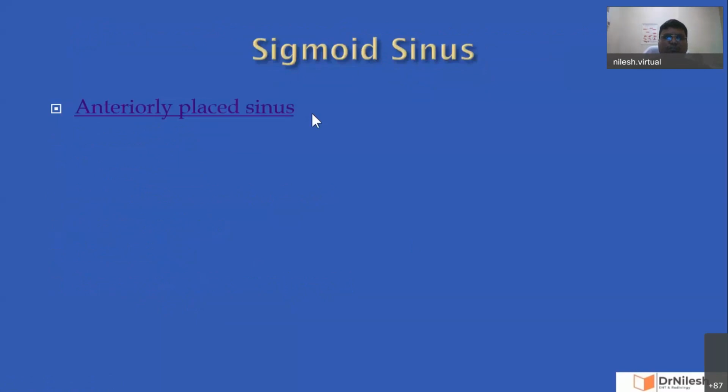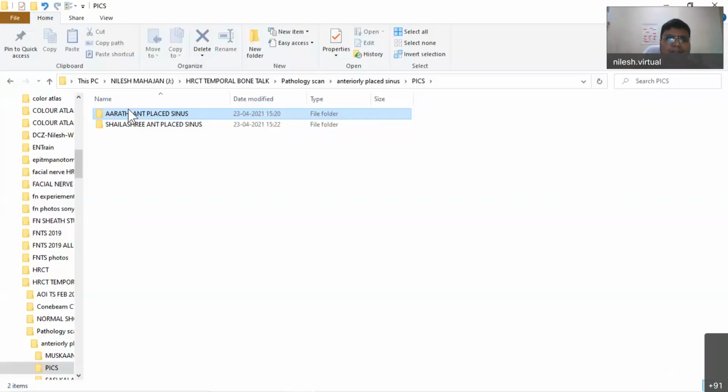So we'll move ahead with the sigmoid sinus. Yesterday we saw how the sigmoid sinus is the continuation of the transverse sinus and then goes on and forms the jugular bulb. Yesterday we saw how the sigmoid sinus looked. Now we see what an anteriorly placed sigmoid sinus looks like. First I'll show the pictures and then I'll show you the scans.